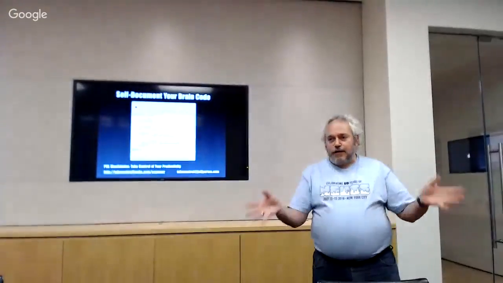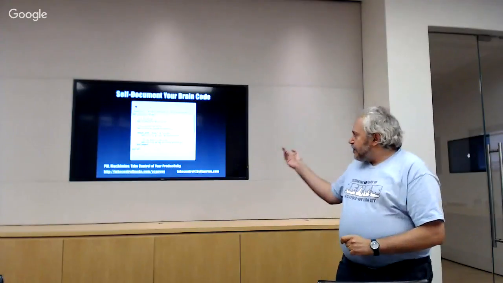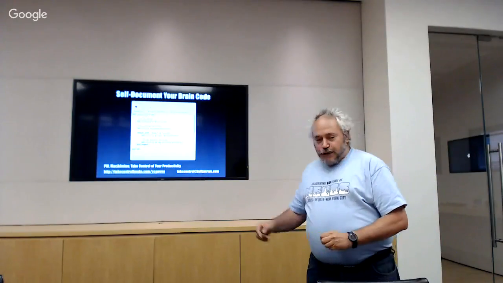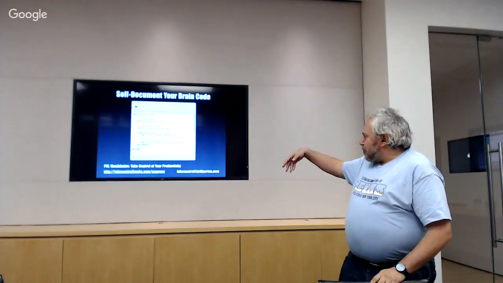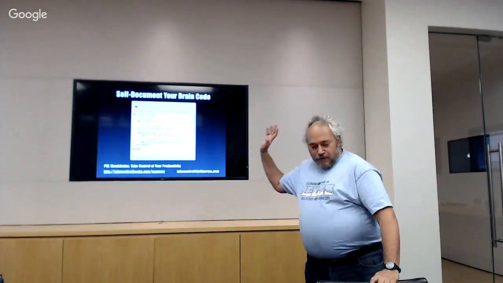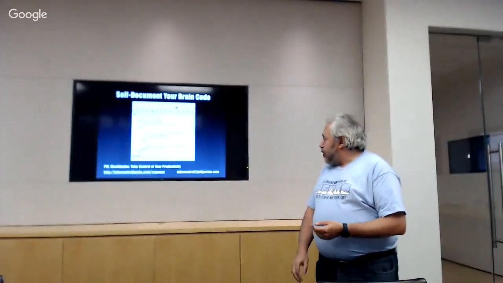So that's the overview of goals and what to expect of yourself. This next process is what I call self-documenting your code. This is just a sample AppleScript where I'm just iterating through a loop. And this is an example of self-documenting my brain code. This is how I do my laundry.